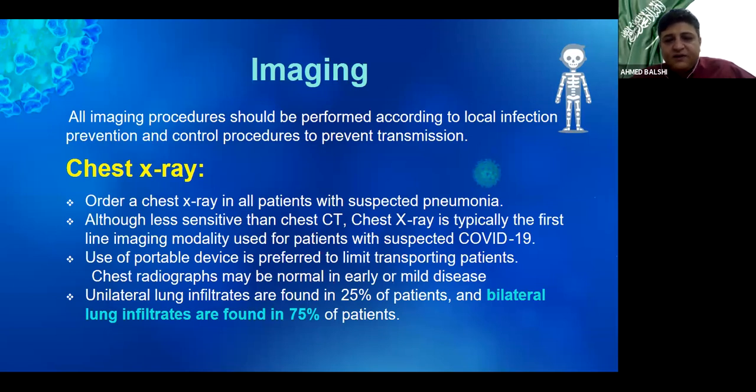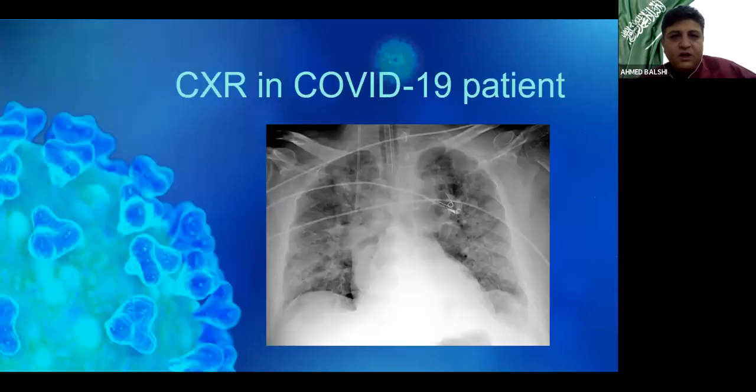Unilateral lung infiltrates we can find in 25% of the patients, but the most common finding is, as we said before, bilateral peripheral lung infiltration, which is found in 75% of the patients. This is one type of X-ray in severe COVID-19 patients on mechanical ventilation.